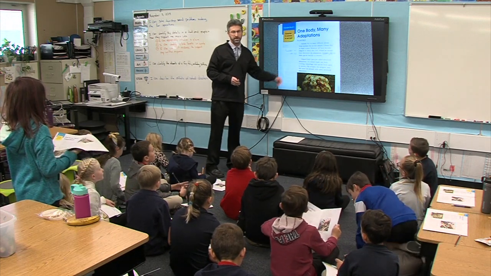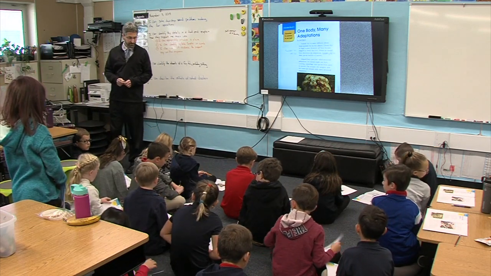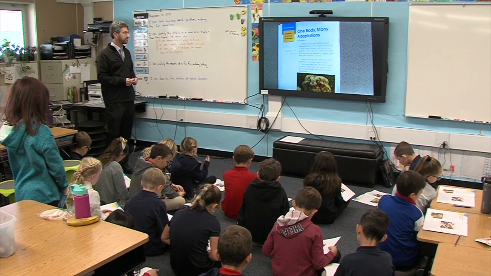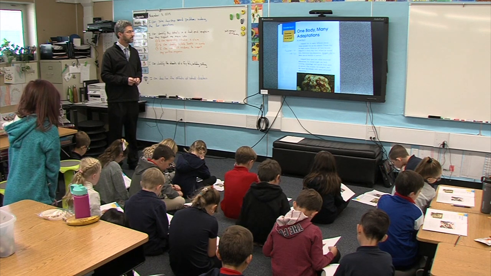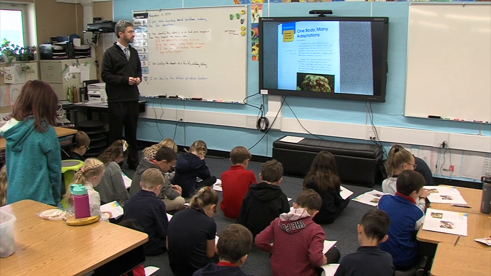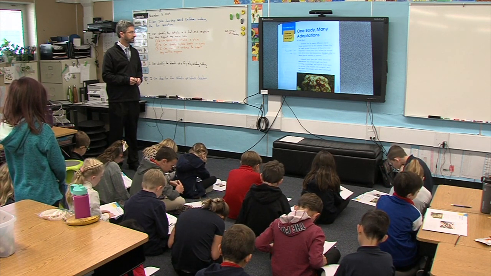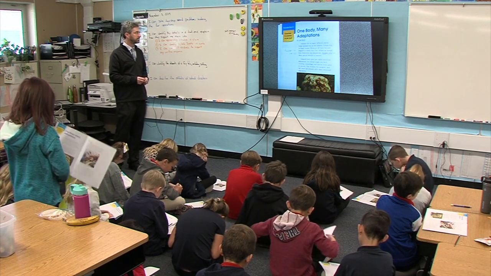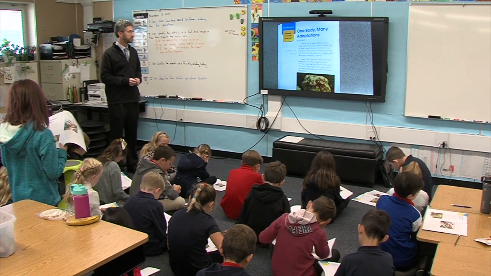And do I have a volunteer who's going to go ahead and read the first paragraph for us? Aaron. Some animals live in hot deserts. Others live in frigid oceans. However, all have become adapted to where they live. Where an animal lives determines its adaptations. Animals rely on this special feature to survive.